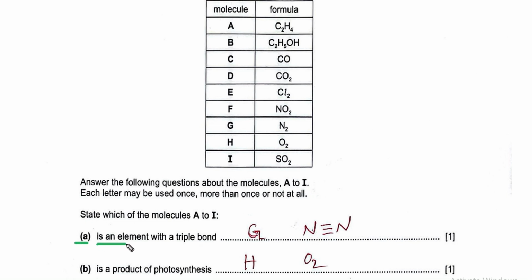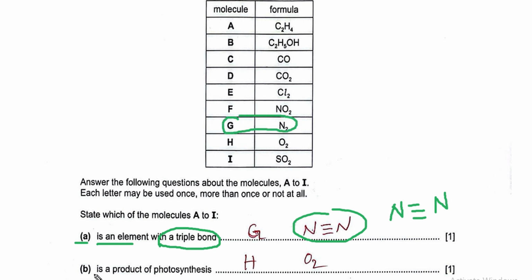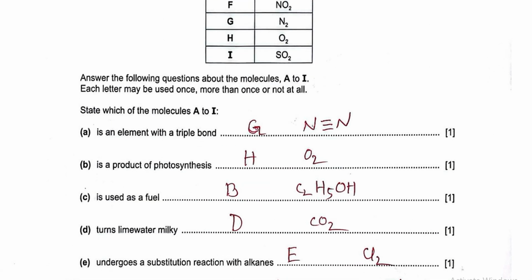A is an element with a triple bond, and you know nitrogen has a nitrogen triple bond, so the answer will be Z. Number B is a product of photosynthesis. This photosynthesis product is oxygen, so H will be the answer. In photosynthesis, plants use carbon dioxide and water to produce glucose and oxygen, so here oxygen is the product.